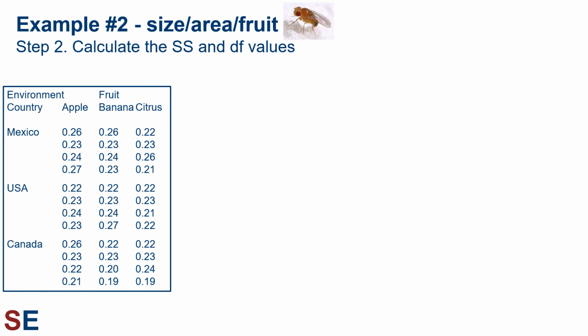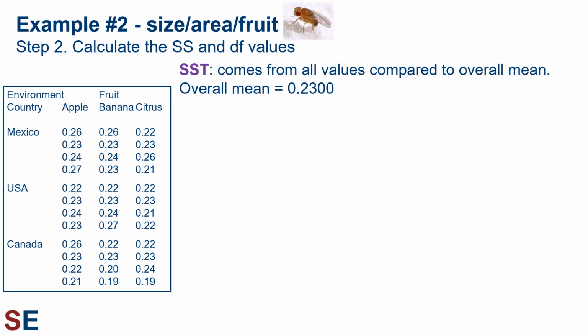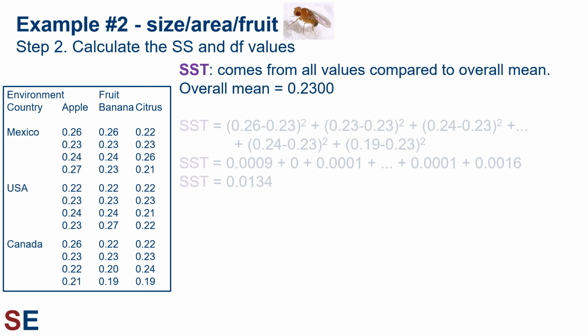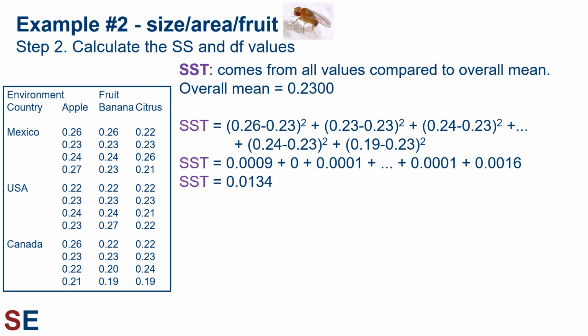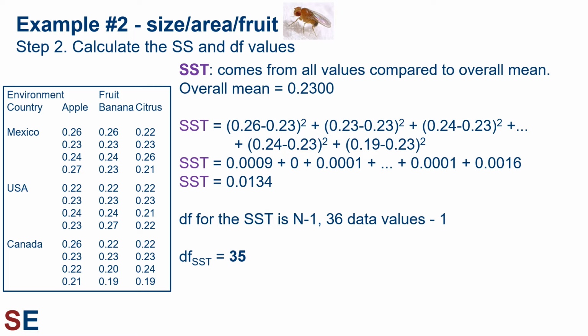Step 2 is to calculate all the sums of squares and degrees of freedom values. As before, the SST comes from all the values compared to the overall mean, which for this dataset is 0.2300. This gives us SST equals 0.26 minus 0.23 squared, plus 0.23 minus 0.23 squared, plus 0.24 minus 0.23 squared, plus the same thing for the rest of the values in the table. That gives us an overall sum of 0.0134 once we calculate it all out. The degrees of freedom for the SST is the 36 values in our table minus 1, which equals 35.